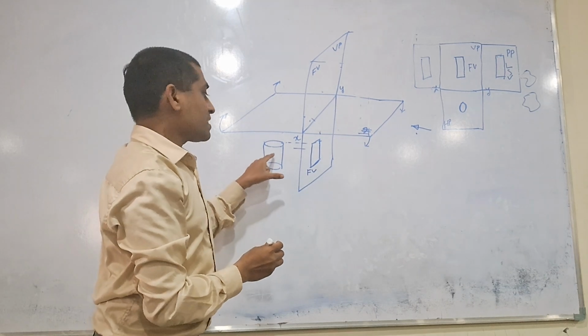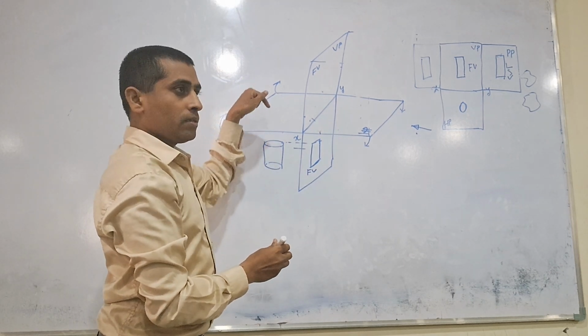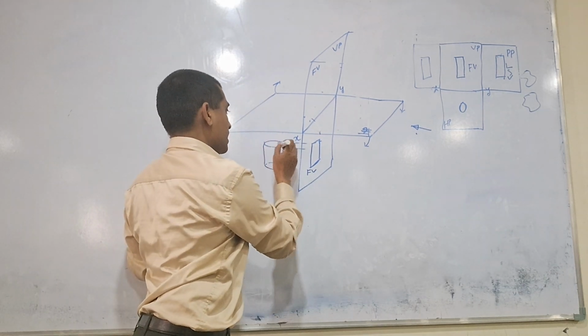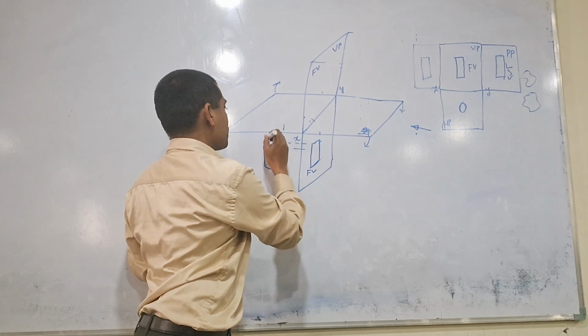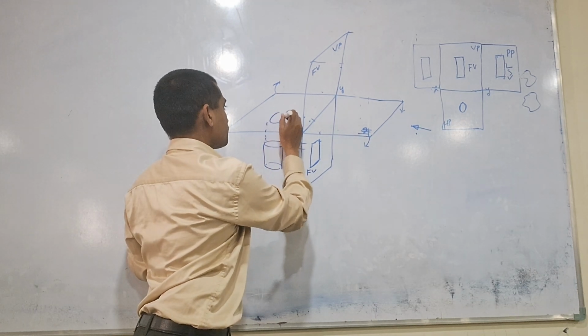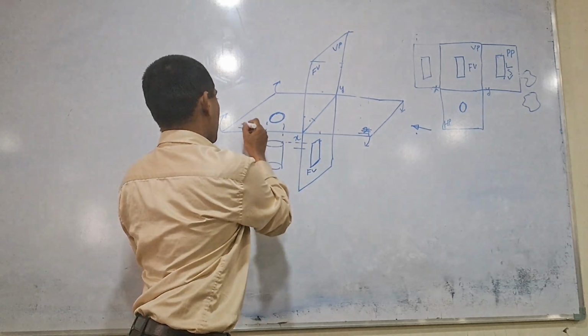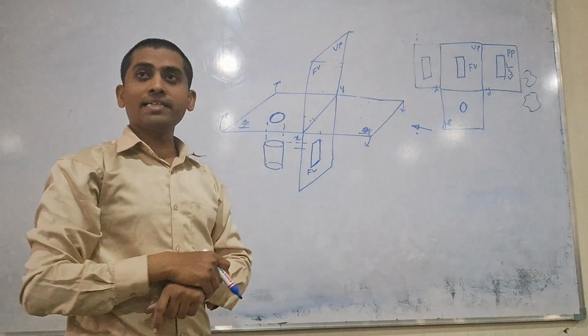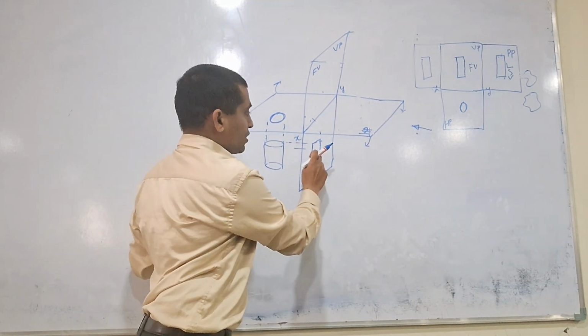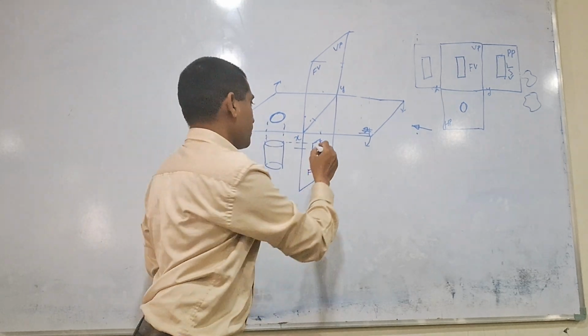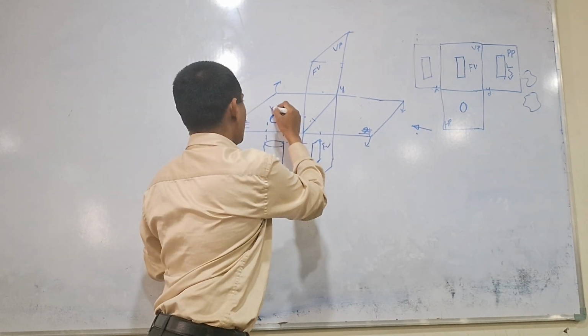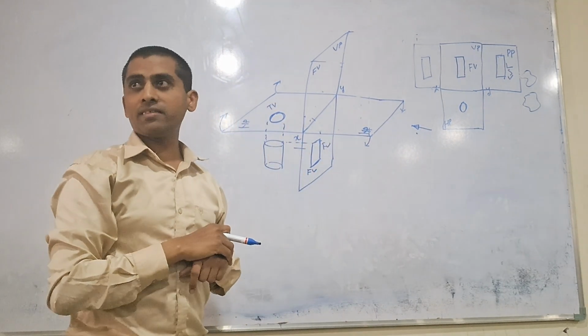And if you see this object from the top, its top view is visible as a circle, and the circle is drawn here, right? On HP. This is HP. Is it clear? Now the front view is here and the top view is here. This is a front view and this is a top view, right?